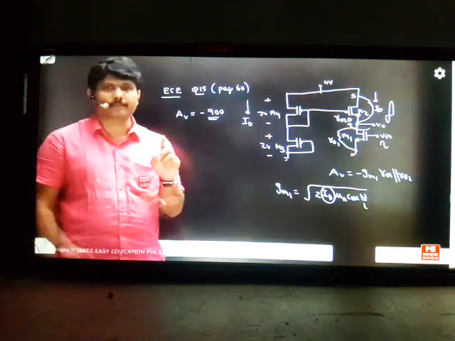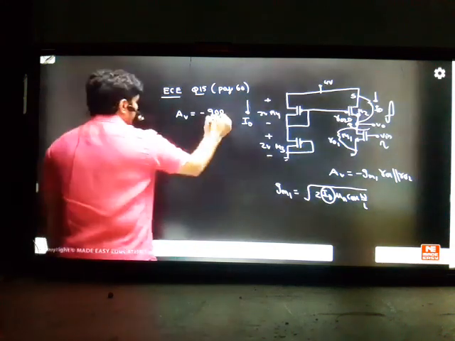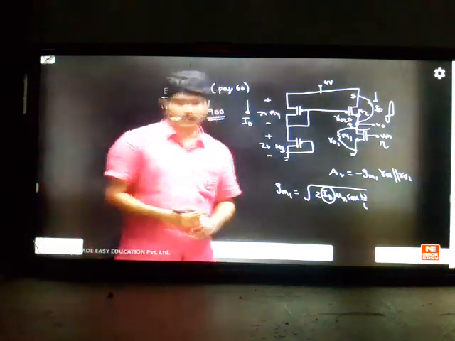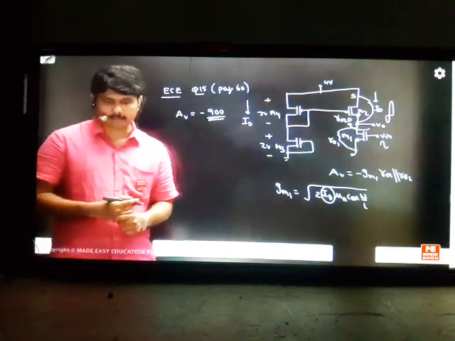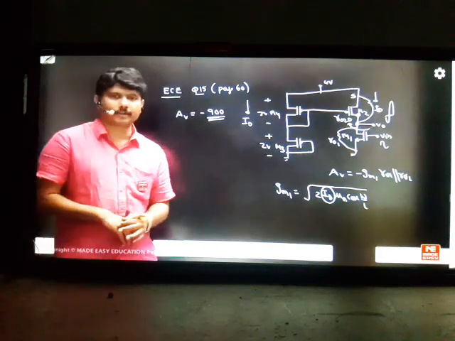Each r0 is given in the problem as 6 mega ohms. So you do it, you can solve this problem. The answer, I think, should come as minus 900 for this question. So that is the concept here.